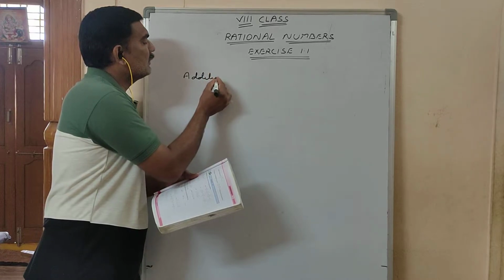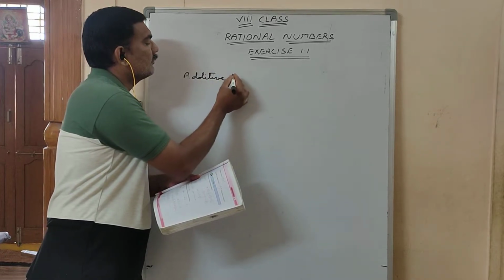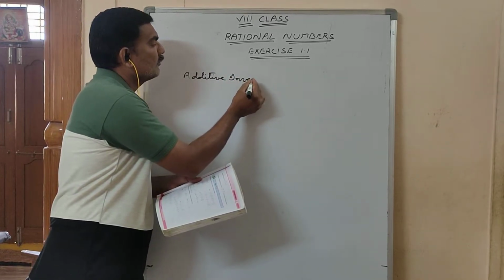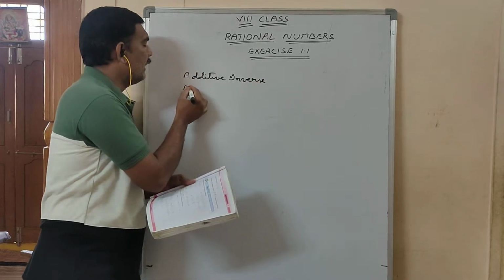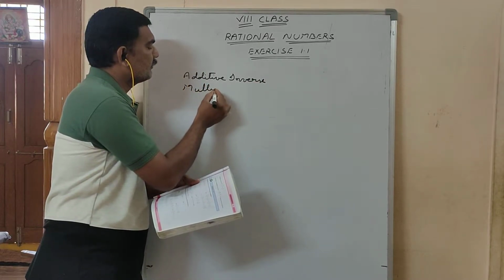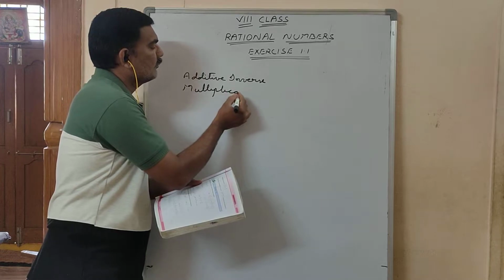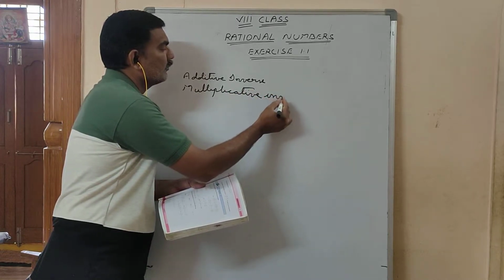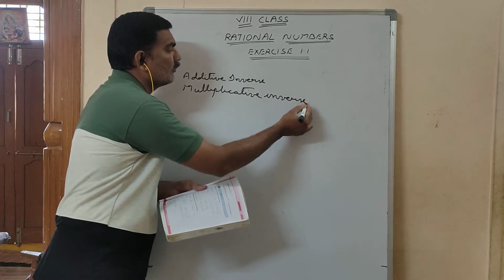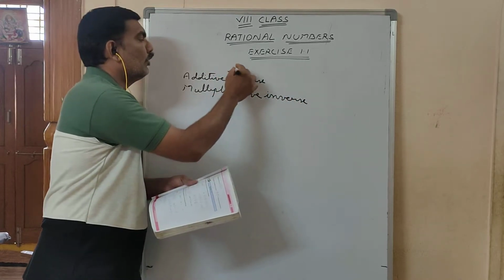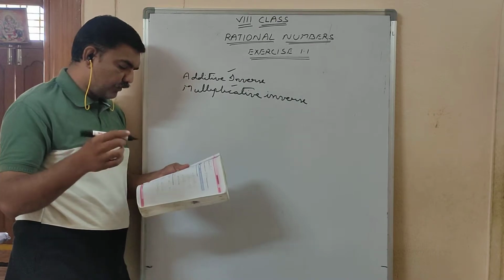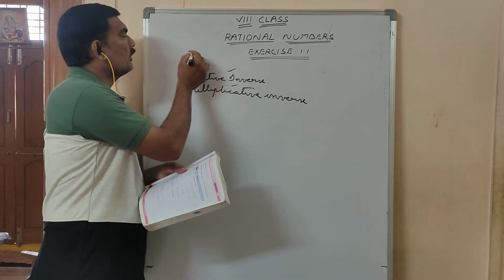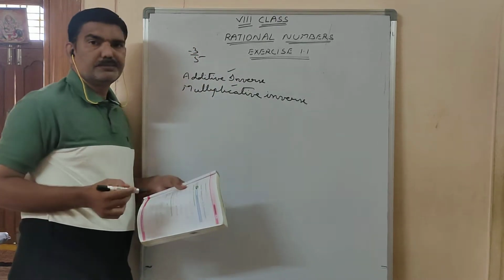Additive inverse and multiplicative inverse. You should write both additive and multiplicative inverse. For what do you have to write? The question is minus 3 by 5.